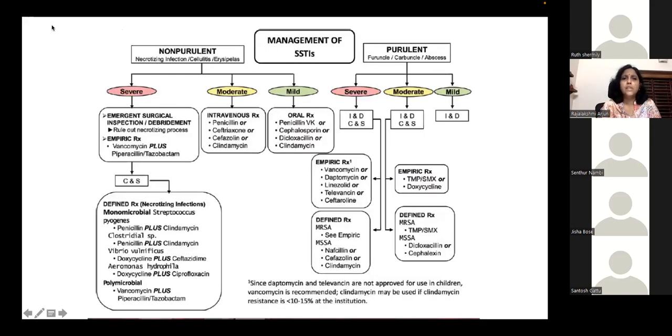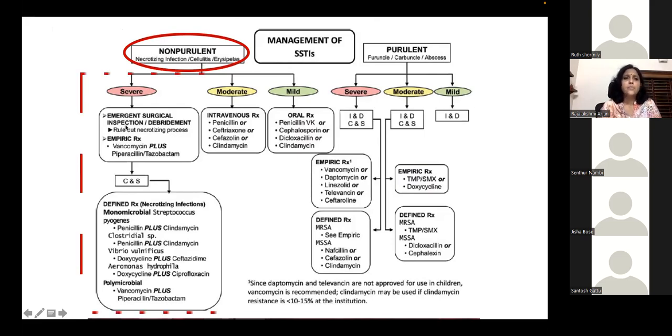This is a very good chart, which is published in the IDSA guideline. For the management of SSTI, if anyone can apply this, it is easy to follow and even diagnose. So the last two cases that we discussed belong to this non-purulent cellulitis. We started as erysipelas and then progressed to cellulitis and necrotizing fasciitis. So it belongs to the severe category.